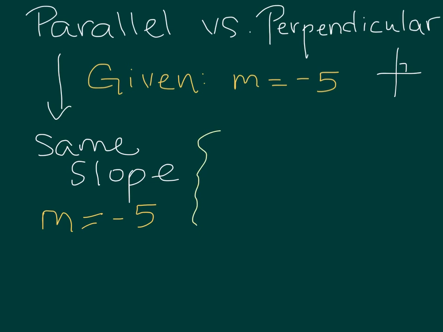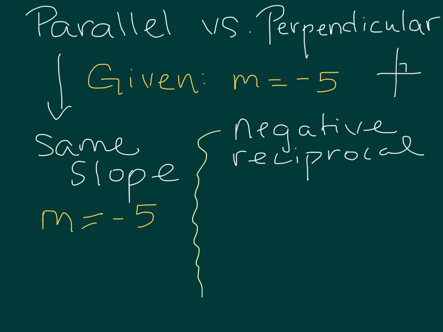Okay? Now perpendicular slope, I've got to change it somehow, but it's got to be very particular because I want these two lines to intersect specifically at a 90-degree angle. So this is where I'm going to look at the negative reciprocal, okay? So if I'm looking at the original line having a slope of -5, then the slope of the negative reciprocal is going to be negative, right? And then I'm going to take the reciprocal of this -5.